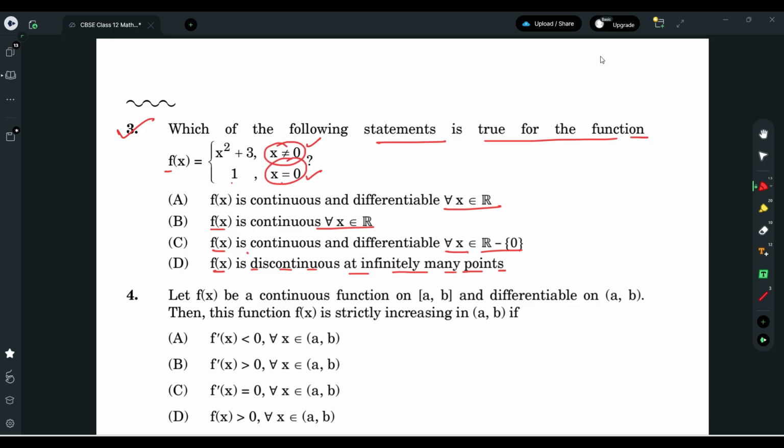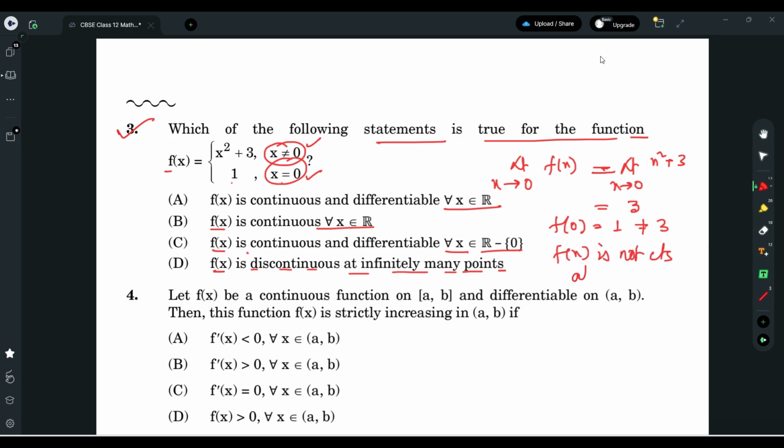So we have to check whether this function is continuous at x equal to 0 or not. If it is continuous, then it can be differentiable or non-differentiable. So let us check limit x tends to 0 of f(x), that is equal to limit x tends to 0 of x square plus 3, and the limit is 3. And what is f of 0? f of 0 is 1. That means this is not equal to 3. That means f(x) is not continuous at x equal to 0.